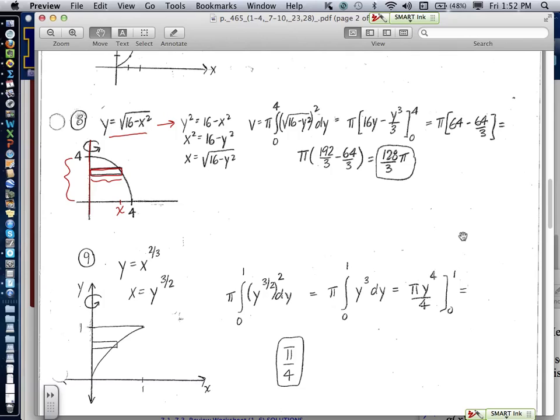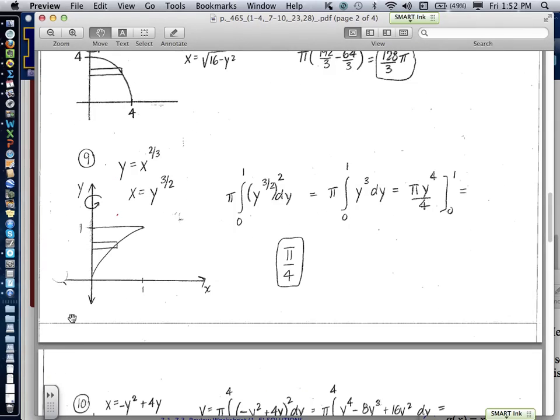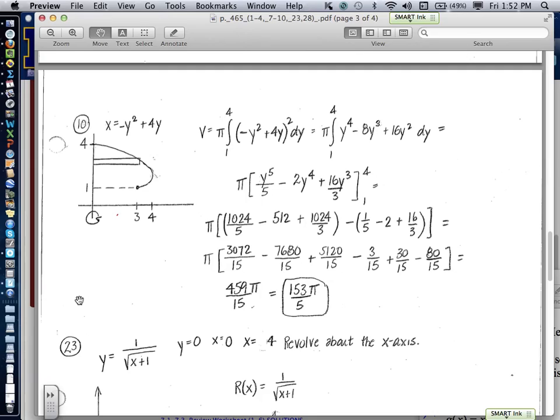Okay. Other questions about anything at all with the disk method? Aubrey? Can you what? Sure. So here's number 10. These are y limits. So y goes from 1 to 4. Otherwise, yeah, that would be a problem, wouldn't it? We're going to integrate from here to here in the y direction.